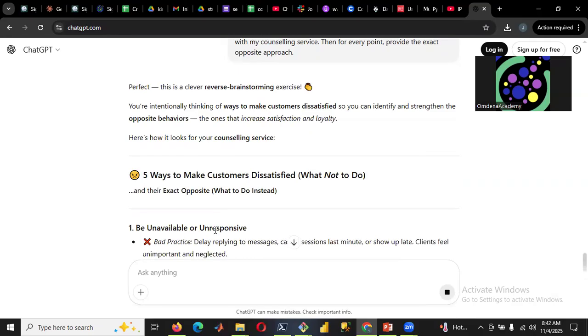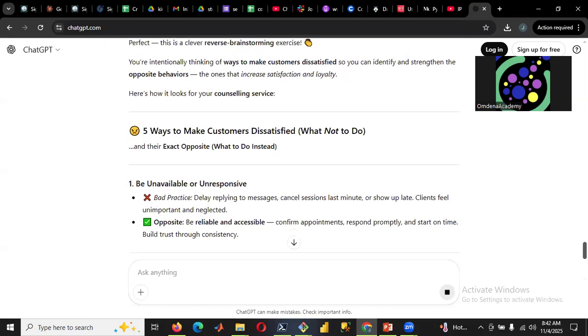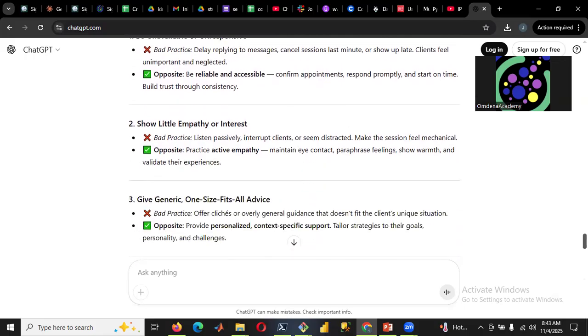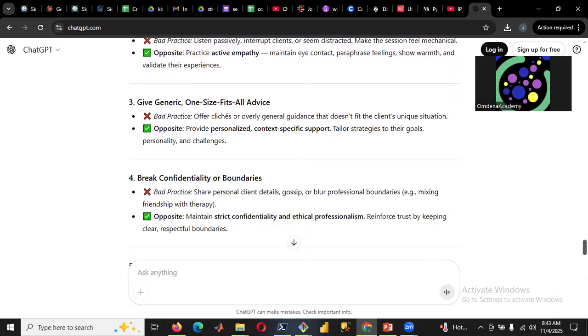So we have being unavailable or unresponsive. It's a bad practice as a counselor. I'm offering a counseling service now. So the best thing to do is to be reliable and accessible: confirm appointments, respond promptly. The other one is showing little empathy or interest. It's a bad practice. So the opposite, active empathy. Then the other one is giving generic, one-size-fits-all advice. That is bad. Instead, be specific. Personalize your response. Context-specific support.